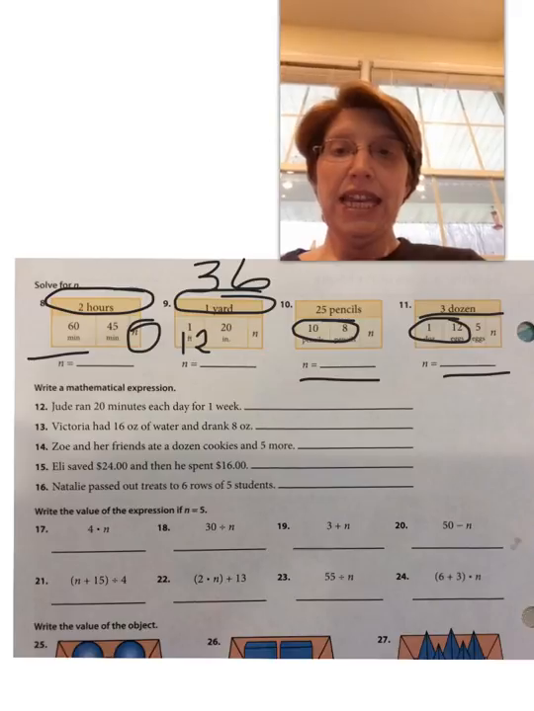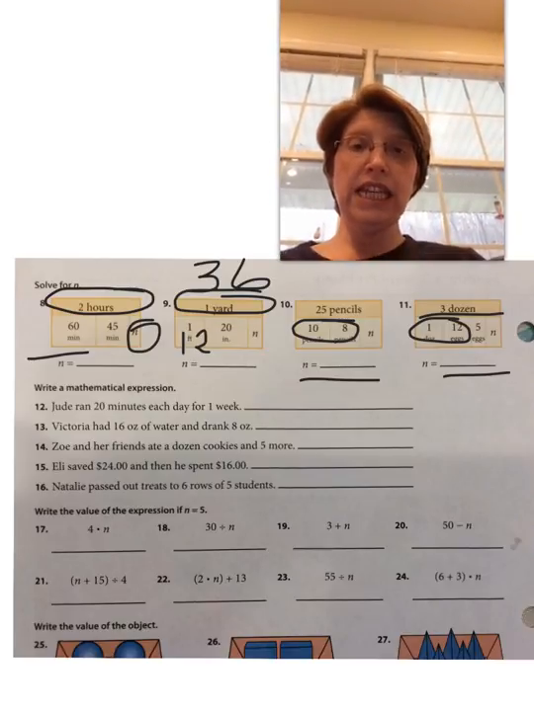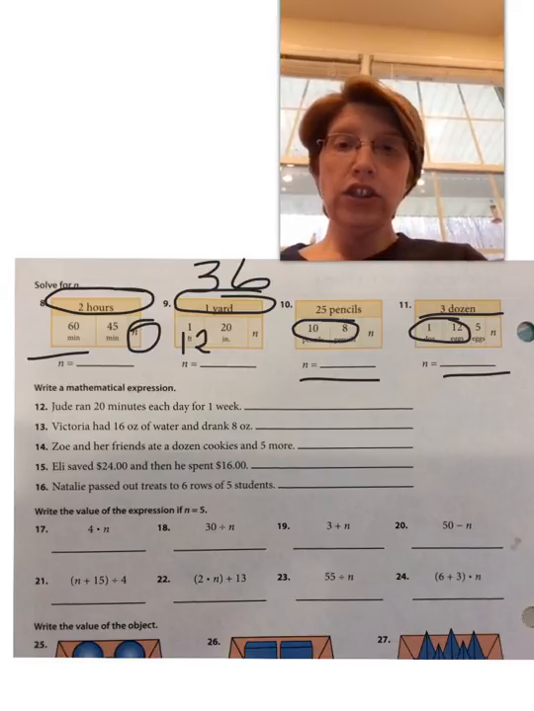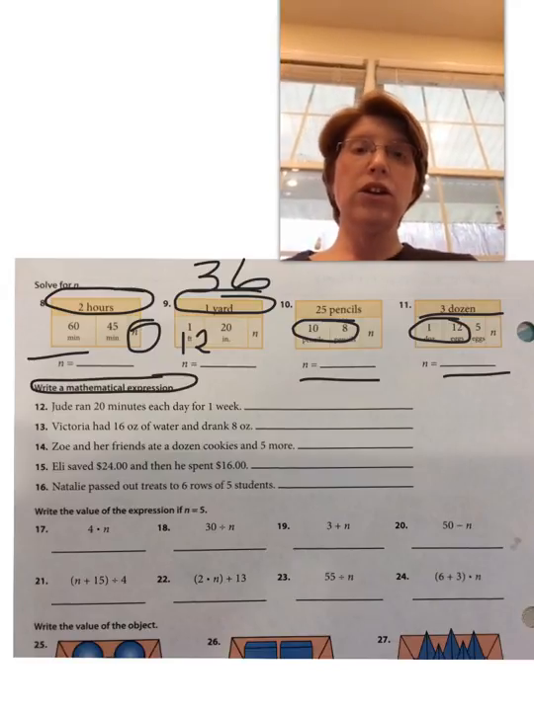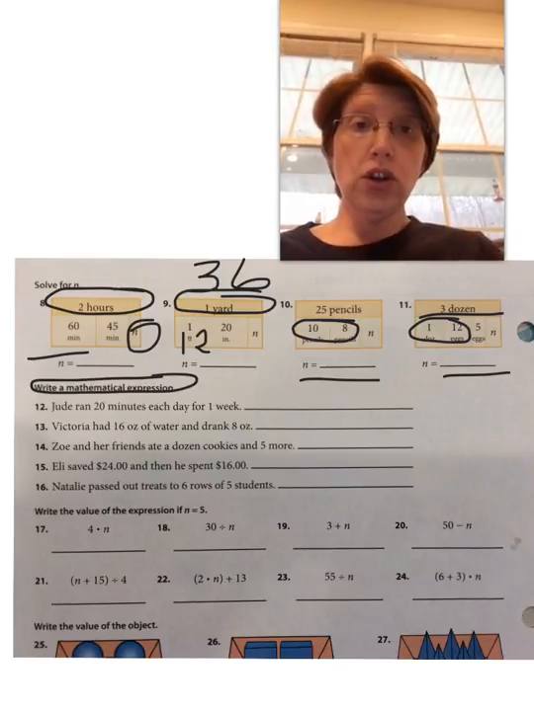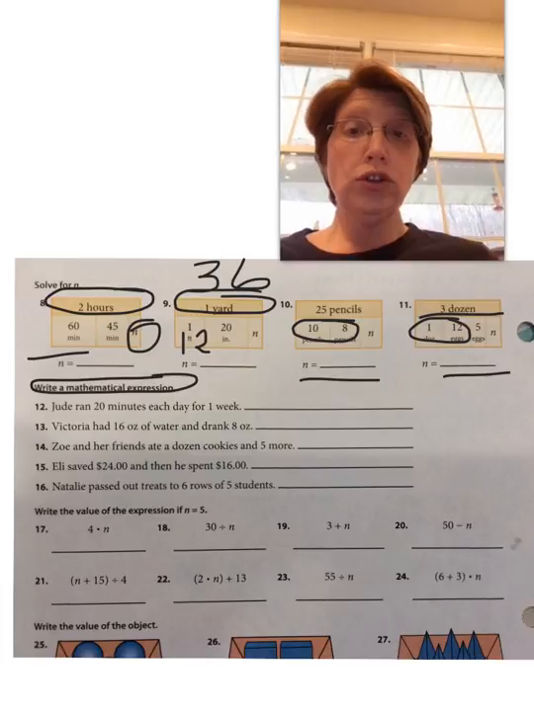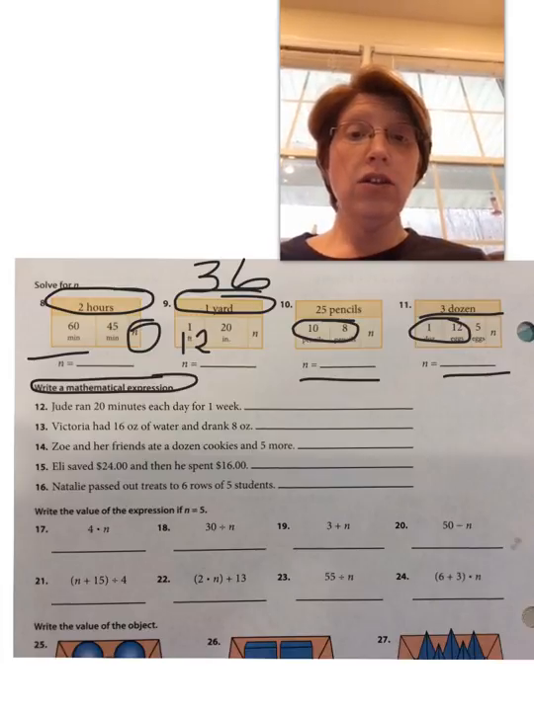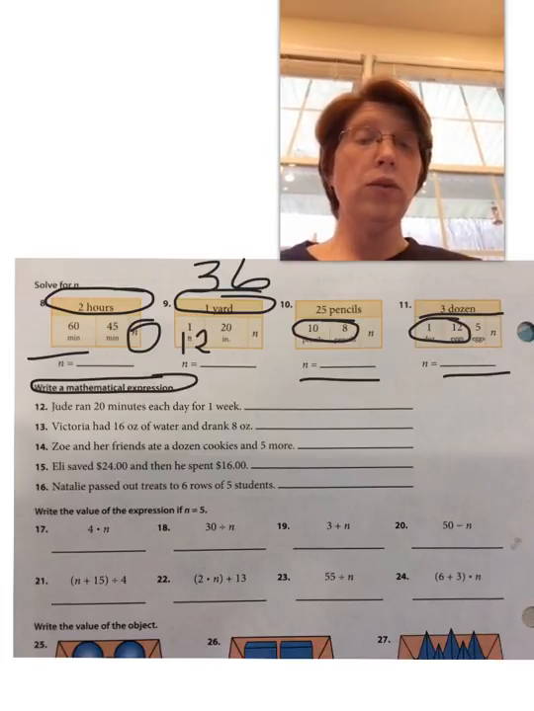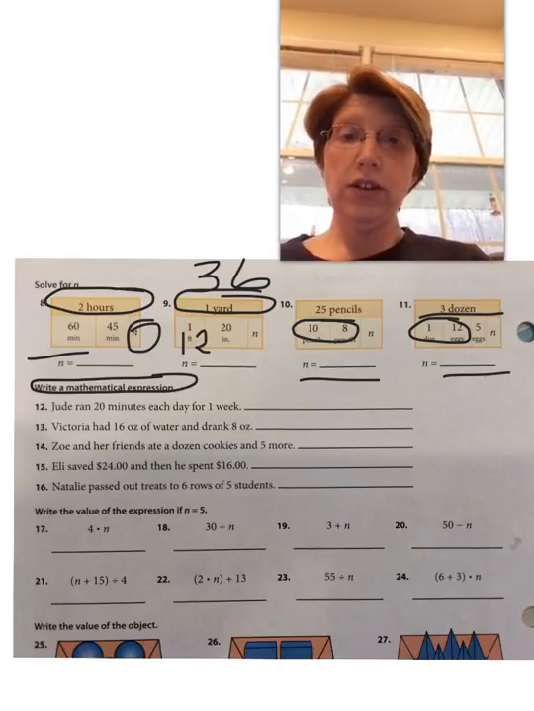Good. Now, for this next part, 12 through 16, look at your directions, you are writing a mathematical expression. You are not writing the answer. You are writing the mathematical problem. Okay? So Jude ran 20 minutes a day, each day for 1 week. So how are we going to figure out how much he ran that entire week? That's what you write there.